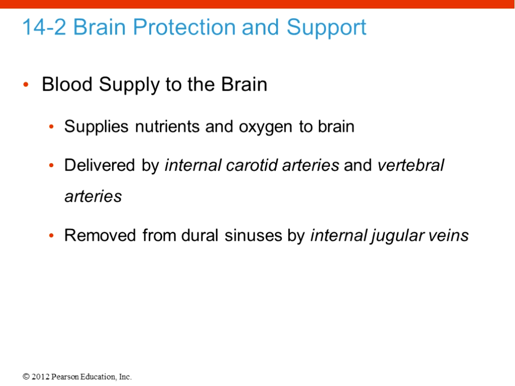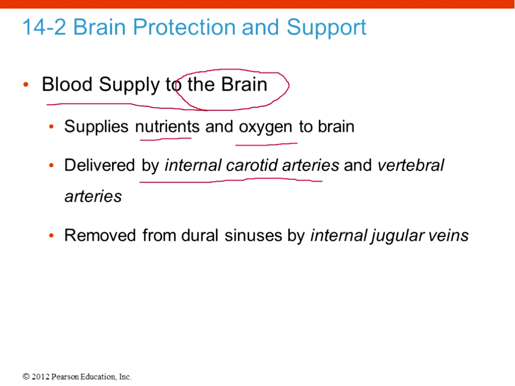All right, so another really important component with protection in the brain is blood supply. Blood supply is essential, of course, to the brain. This is how the brain tissue gets nutrients, like sugar, which is the primary nutrient that the brain relies upon, but also oxygen. Right? Without oxygen, that nervous tissue is not going to survive very long. So the blood supply to the brain is really essential. It's delivered by the internal carotid arteries and vertebral arteries, and removed by the internal jugular veins.